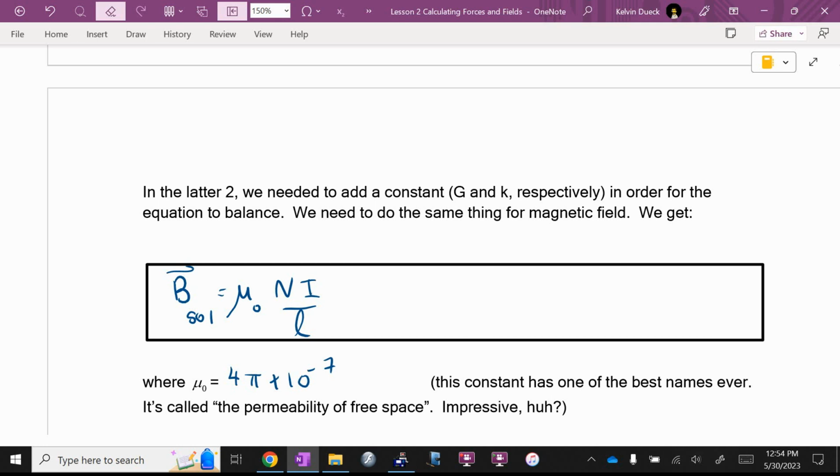What are its units? I can figure it out. It would be Tesla meters divided by amps, I think. That's what it has to be so that you get an answer in Teslas.